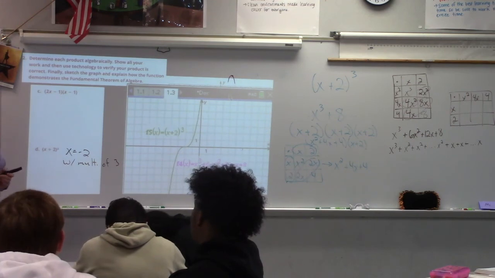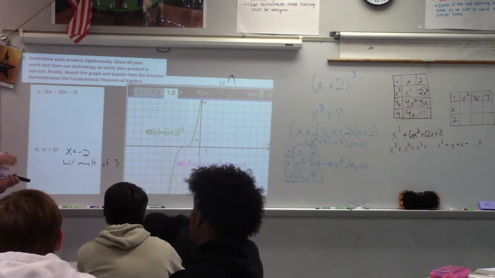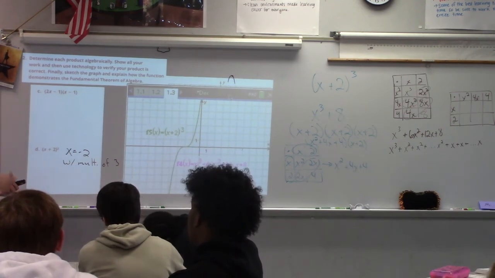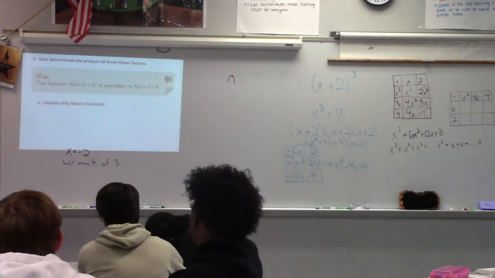Why not? Because it's an odd power, right? It only touches and bounces away when it's an even power, okay? Only an even multiplicity will touch and bounce away. If it's odd, it will always go through. We'll actually explore that more, I think, right, Ms. Estel, on Wednesday. That was a part of that lesson.